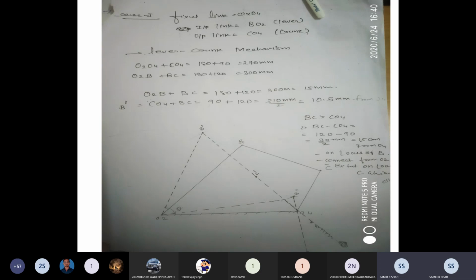Sir, how do we get 105? Yet we have not got the B dash. We have just got only the reference line. On that, the B dash may be there. We have got that B dash will be somewhere on that path.